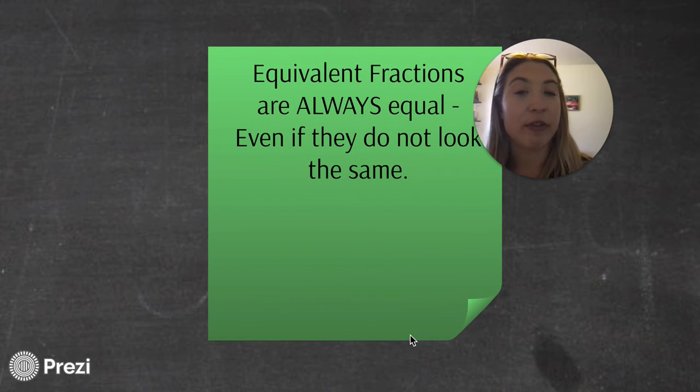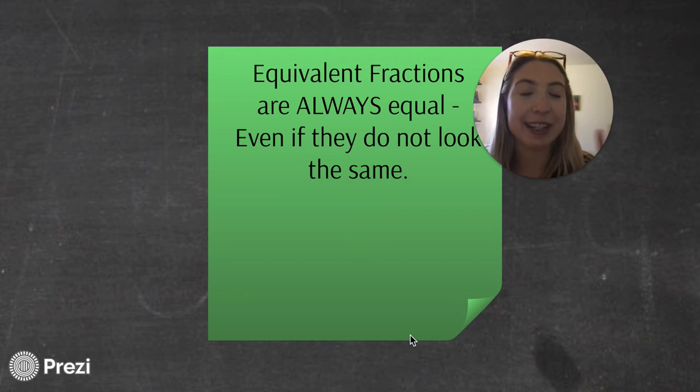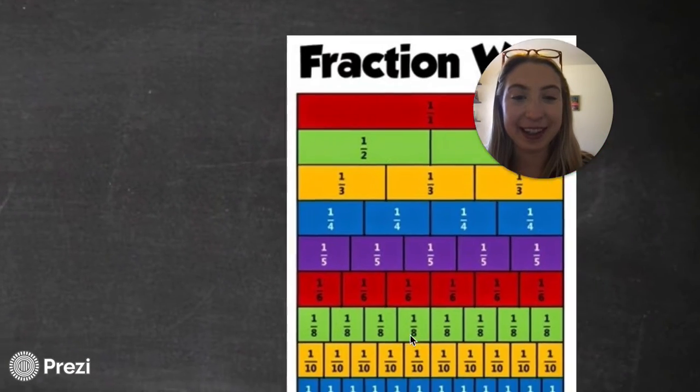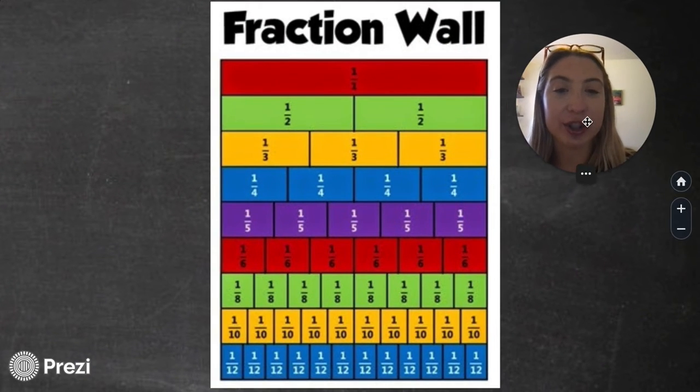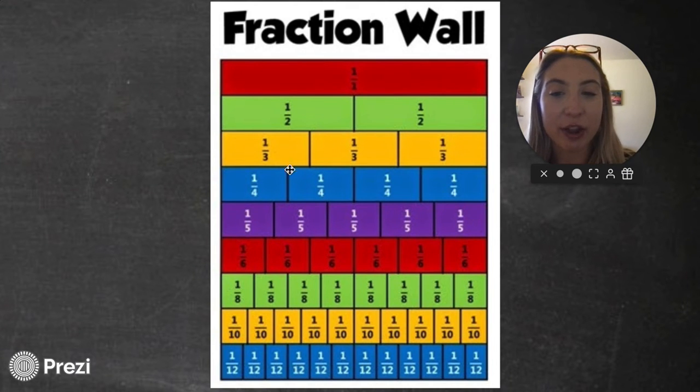Now remember, equivalent fractions are always equal, even if they don't look the same. They're going to have different numbers, but equivalent, remember, equivalent equals equal. And here's a fraction wall to show that we have many equivalent fractions, because I can look and follow the line and see where that line goes. For 1/4, if I follow it down, 1/4 and 2/8 are equivalent, because the lines are right on top of each other. That's a little review of last week.